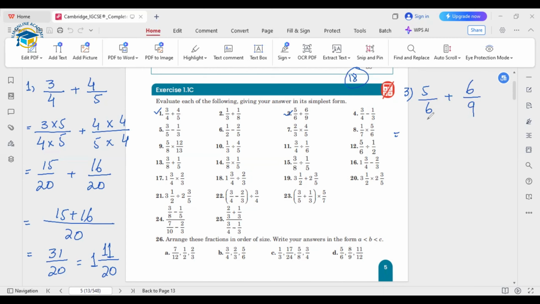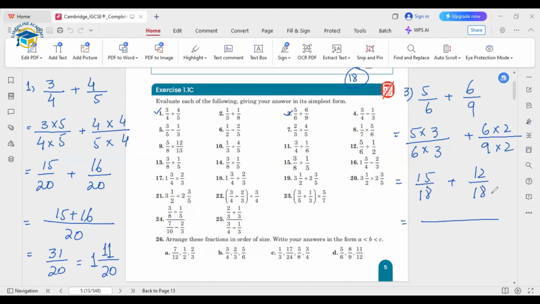To make the denominator similar, we are going to multiply the numerator and the denominator by 3 over here, because 6 3 times would be 18. On the other side, as I have 6 by 9, I need to times it by 2, because 9 2 times would be 18. What is our purpose over here? Our purpose is to make the denominator similar. So 5 3 times is 15, 6 3 times 18, 6 2 times 12, 9 2 times 18. So here we got the denominator similar.